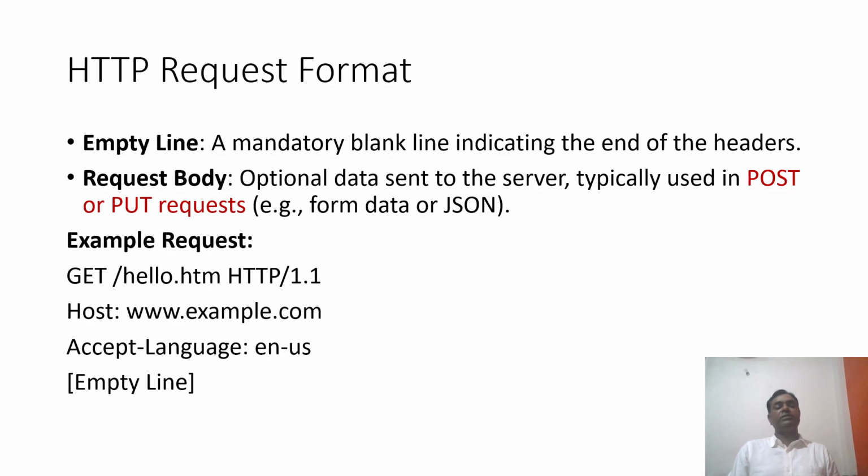An example of the request is like this. You can see here the method is GET, the resource I want to access is hello.htm, and the protocol I am using is HTTP 1.1. My host is, this is the header, the key is Host and the value is www.example.com, and Accept-Language is the key, with the value en-US. Then there is an empty line. Because the method is GET, in this case there cannot be a request body. That means I am not sending any data to the server.